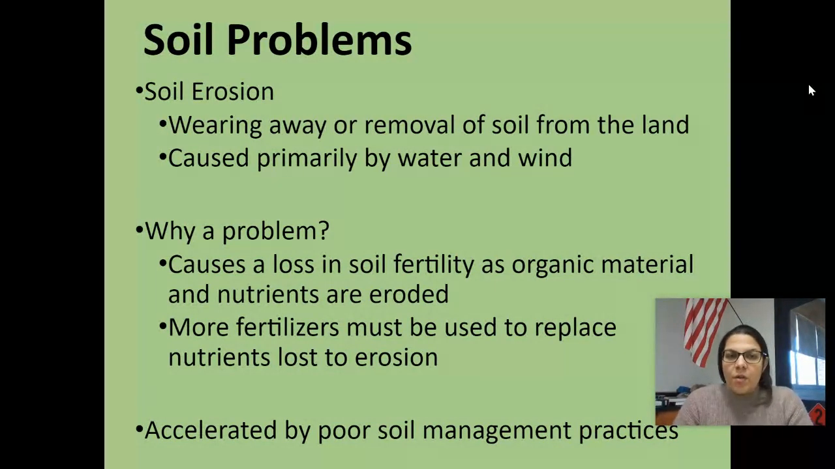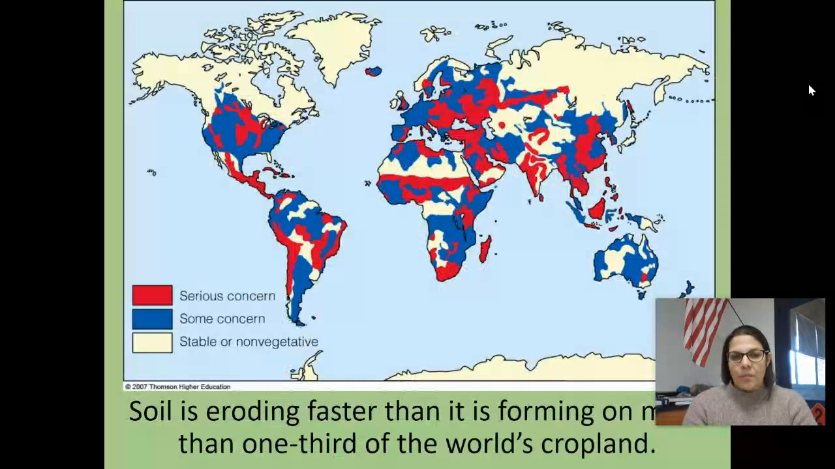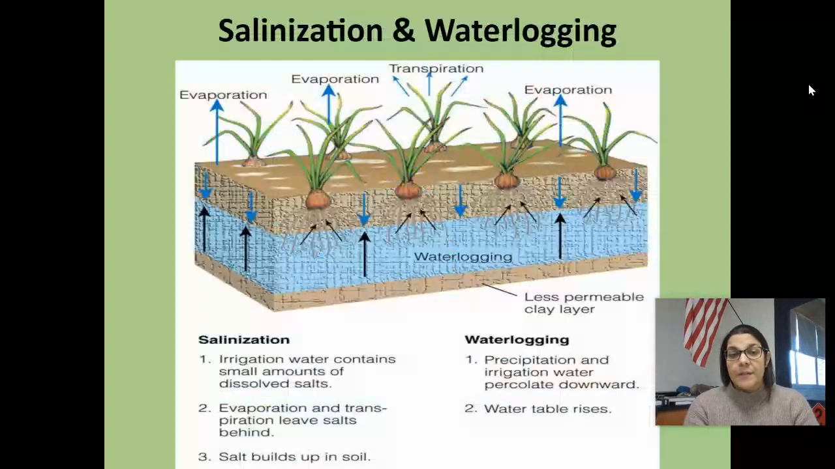Soil erosion is caused primarily by water and by wind, all right? And this is accelerated by poor soil management practices. So soil erosion is a huge issue in most places in the world, and it's because of the way that we actually farm the land. Soil is eroding a lot faster than it's actually forming in about a third of the world's cropland.